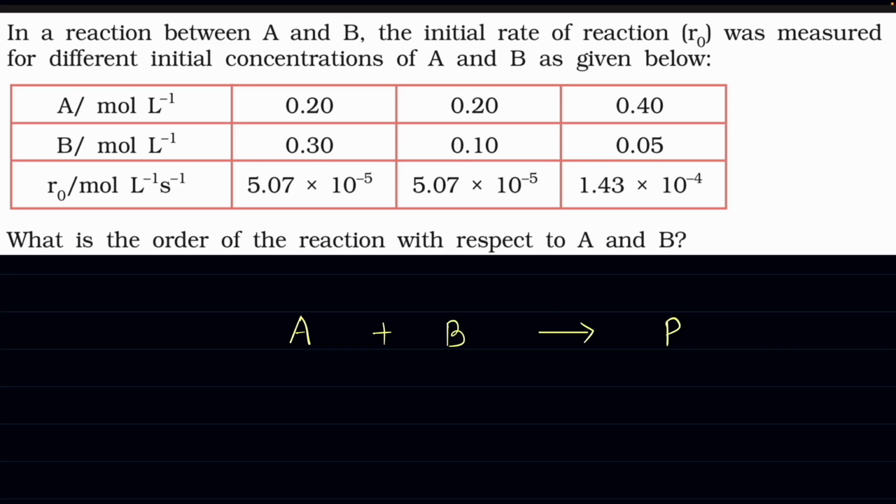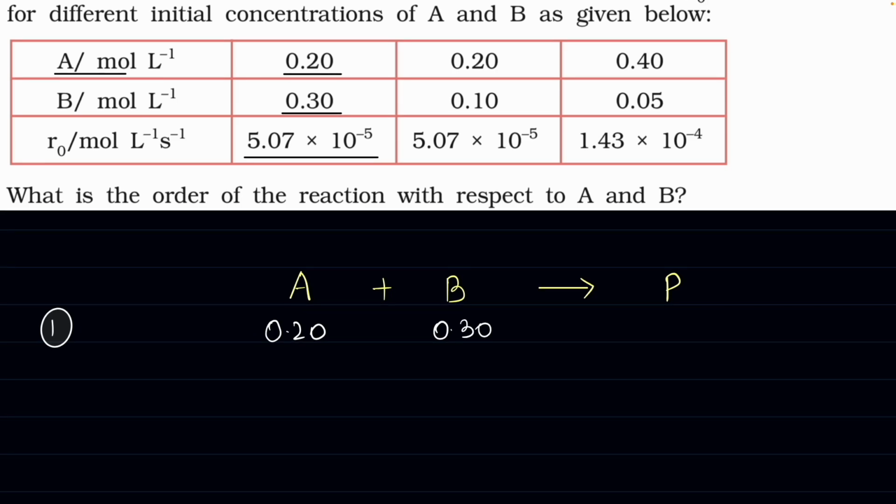So according to the question, we have two reactants A and B, both react with each other and form a product P. Here in the first experiment, the initial concentration of A is 0.2 mole per liter and B is 0.3 mole per liter. That time the rate of the reaction is 5.07 into 10 to the power minus 7. So if we represent it here, we can write it as experiment 1. Here our concentration of A is 0.20 mole per liter and B is 0.30, and for this the rate of reaction is 5.07 into 10 to the power minus 7.